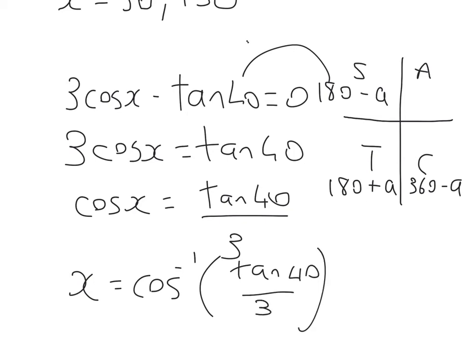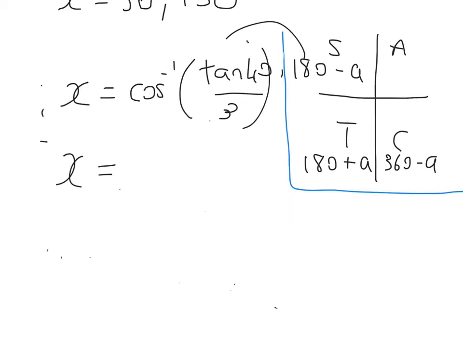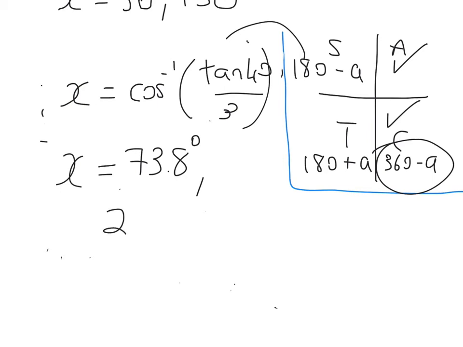X equals cos inverse tan 40 over 3. We then draw a cast diagram, and we're in the all quadrant and the cosine quadrant. So the answer that the calculator gives me, that's the answer in the all quadrant. And that's 73.8 degrees. We're also in the cosine quadrant, which is 360, take away that answer. And that's 286.2 degrees.